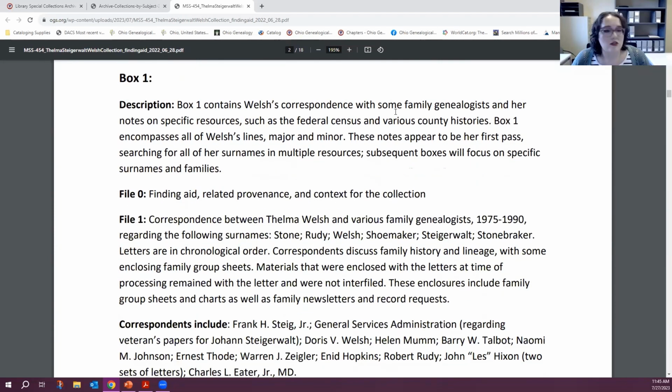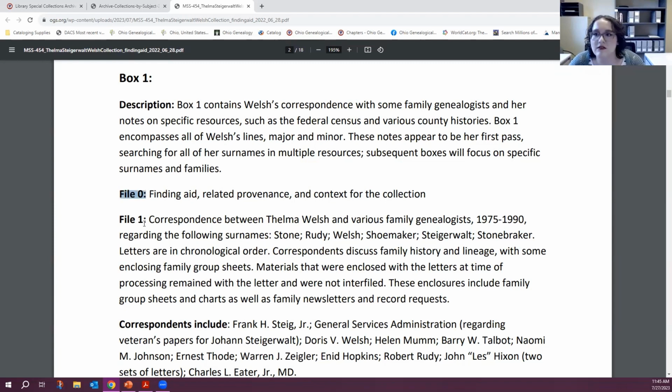So then we get into the bulk of the finding aid, which is a folder by folder breakdown of what an archival collection contains. Some of these can get very detailed, others can just be general surname files, and then they're in alphabetical order. It depends on the collection and also the time period that the finding aid was written. But what is standard across all of them is something called file 0.